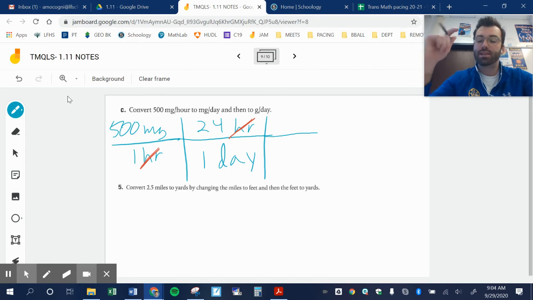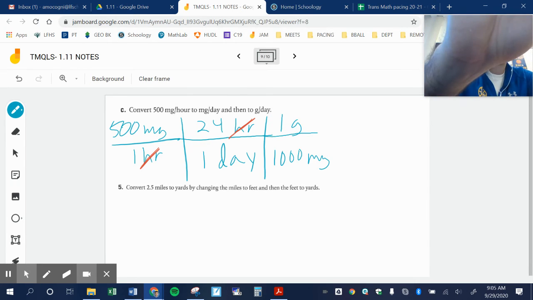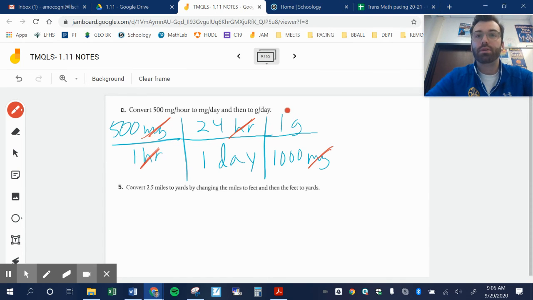Well, first of all, I have to decide where I need my milligrams to go. Meaning, how am I going to convert this? Like in this one, I have the hours on top. Since the milligrams are on top, I'm going to put the milligrams on bottom, and then per 1 gram. I also know this is true because I want grams per day. So that means I have to have the day on the bottom and the grams on the top when I end.